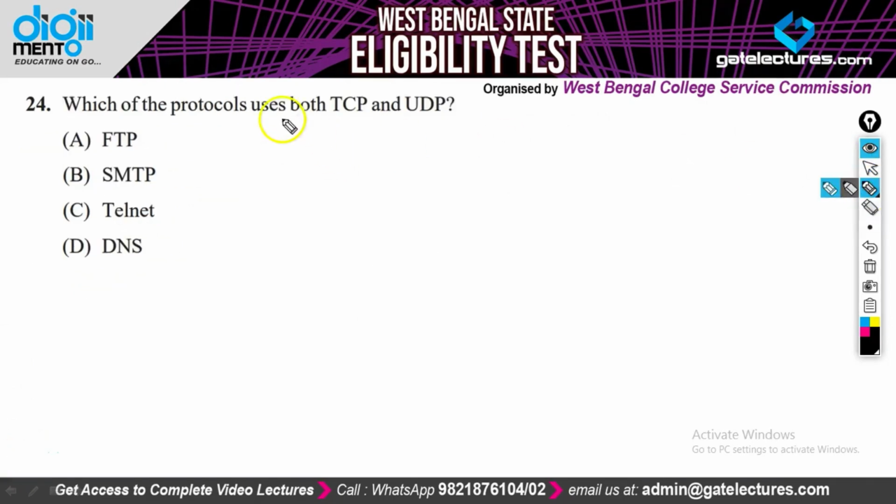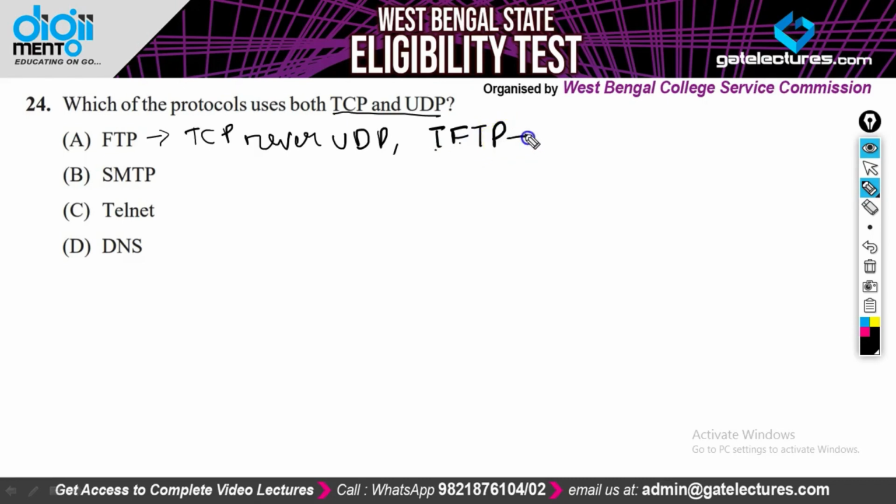So here we have a question from networking, which says, which of the protocols uses both TCP and UDP? So let's check out the options and see which protocol they use. The first option is FTP, the file transfer protocol. It uses TCP and never UDP. Okay, you can get confused between TFTP and FTP. TFTP is the trivial file transfer protocol, and it uses UDP only, and FTP uses TCP only and never UDP.